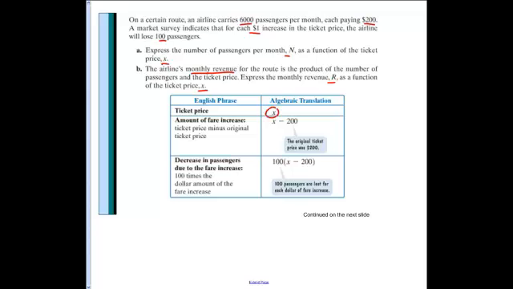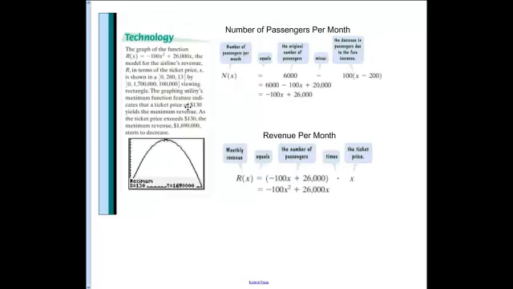So what we have here is the ticket price is X, and we know that it's going to increase by $1 depending on the ticket price itself. So X minus 200, and then the passengers would decrease by 100. So we have 100 times X minus 200 there. We can actually rewrite the number of passengers. They're going to decrease, so we have 6,000 minus the number that it would actually decrease, and that gives us the number of passengers in terms of X.